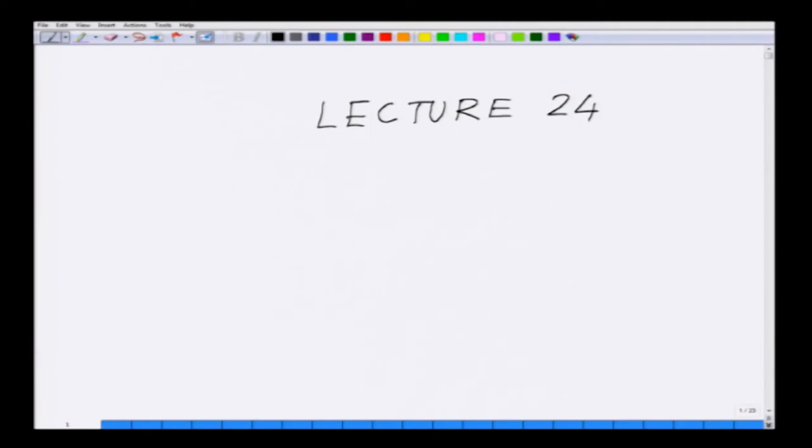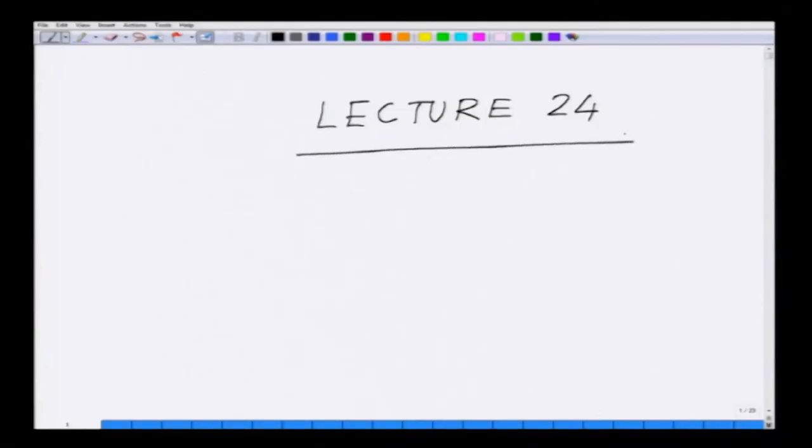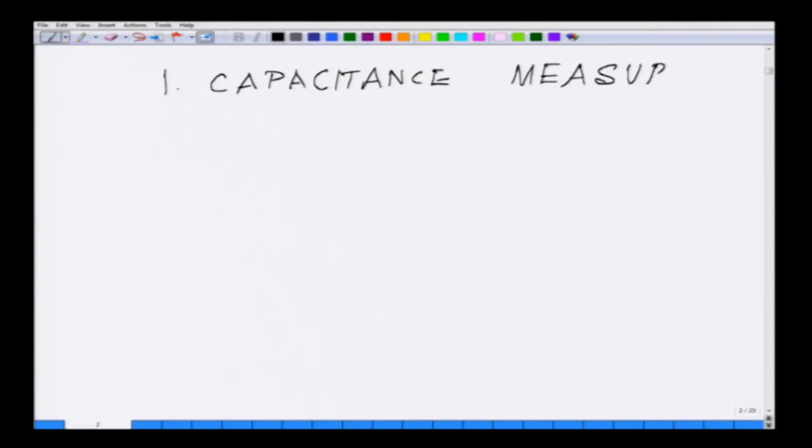Let us enumerate what all I will be touching in this particular lecture. We are into lecture 24, and what I will be touching on first is capacitance measurement, if you are treating the cell membrane as a capacitor. Capacitance measurements, this is the first thing I will be dealing with.